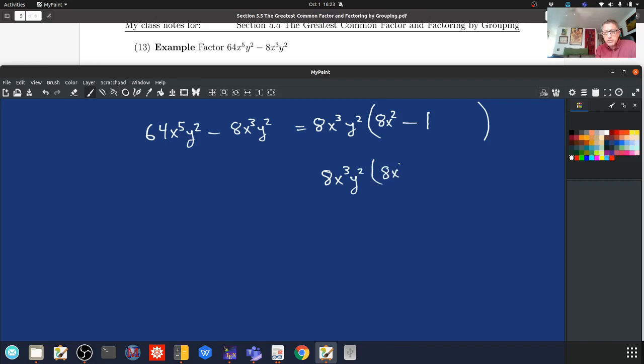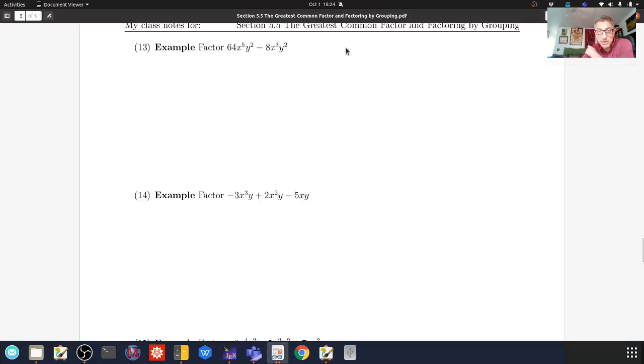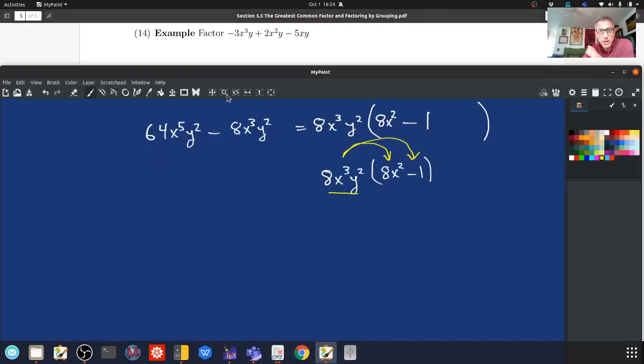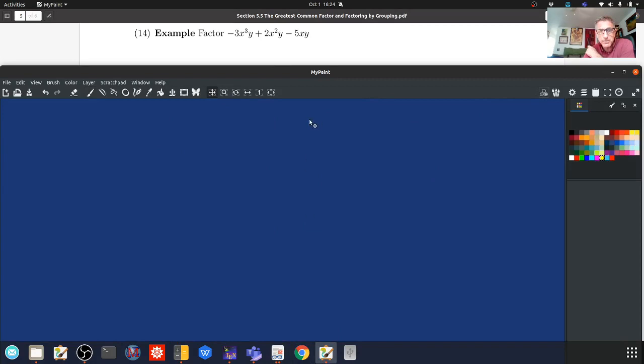And you can always check your answer by distributing the terms. In other words, when I reverse the process and do distribution, I will get my original polynomial. If you're ever in doubt, just reverse the factoring. Use distribution and see if you get your original terms.